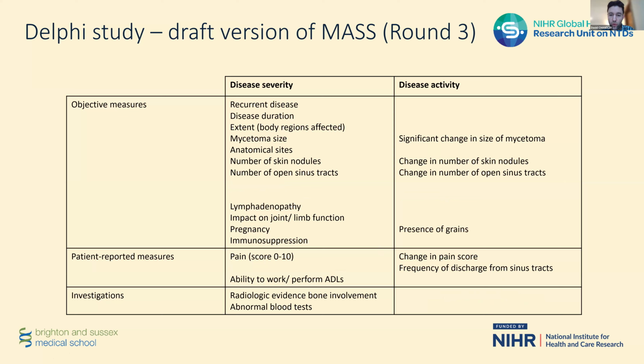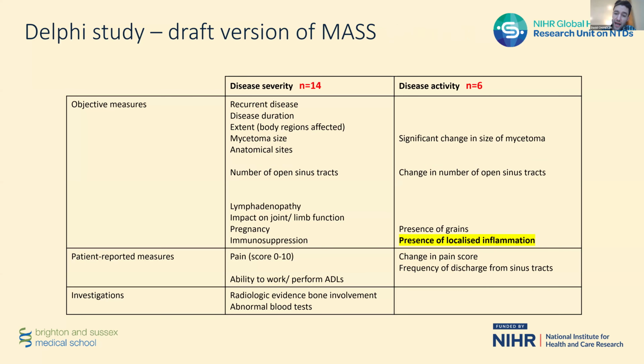Then in round 3, we presented this updated list back to the expert panel and asked them for any further comments. And there was generally a very high level of agreement at this stage with this list that you can see here. But there were a few further changes, and that included removing these items here on the number of skin nodules and the change in the number of skin nodules. So they were removed after round 3.